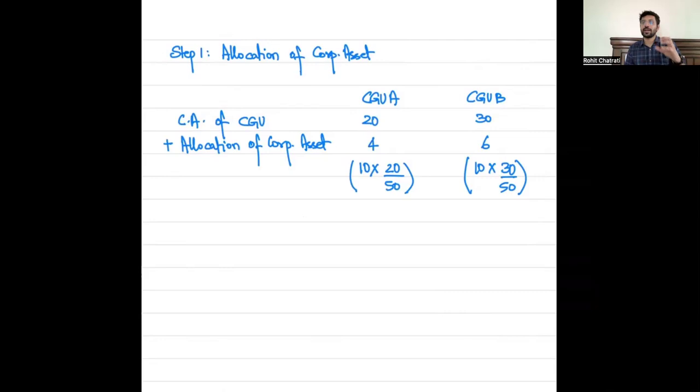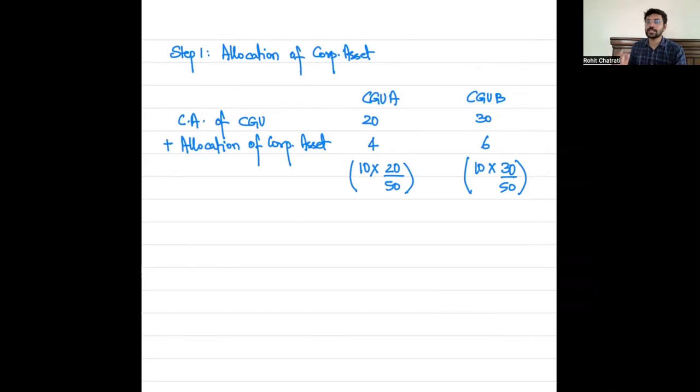Corporate assets are basically administrative assets which exist for the benefit of other CGUs. If the office headquarters does not exist, then CGU A and CGU B cannot actually function. The decisions on how to run CGU A and CGU B are taken at the head office quarters, and therefore what we are saying is that they exist only indirectly for the benefit of CGU A and CGU B, and hence any carrying amount should be allocated to CGU A and CGU B.